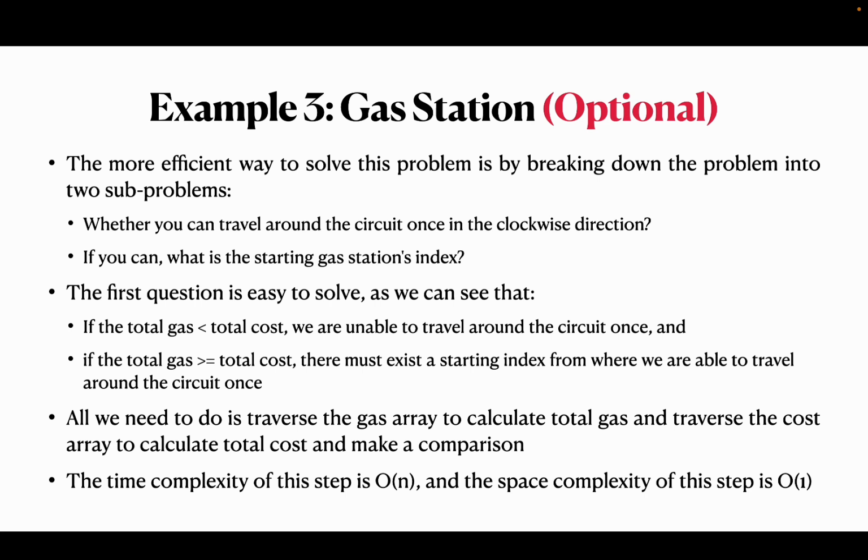So all we need to do to solve the first problem is to traverse the gas array to calculate the total gas, traverse the cost array to calculate the total cost, and make a comparison. The time complexity of this step is O(n) and the space complexity is O(1).